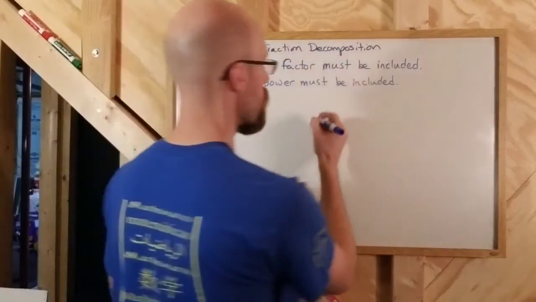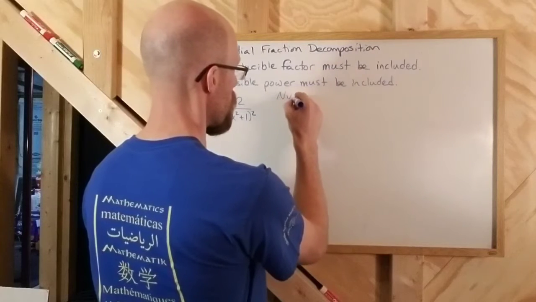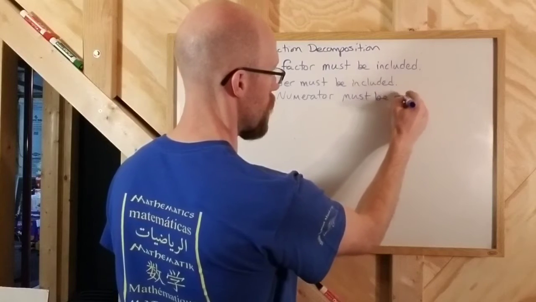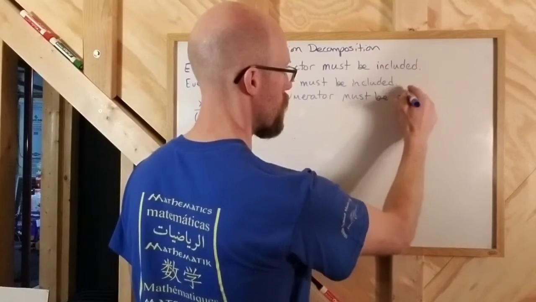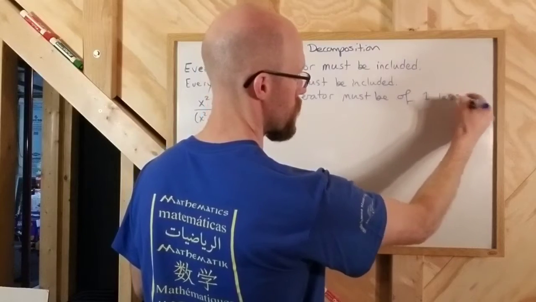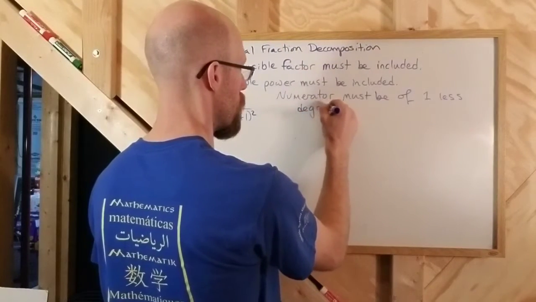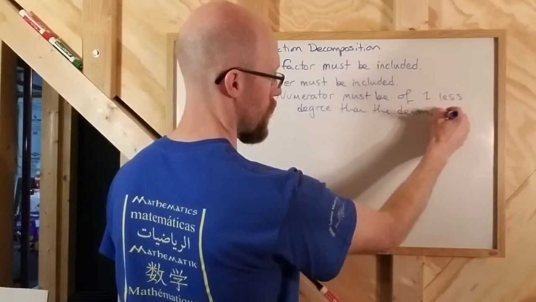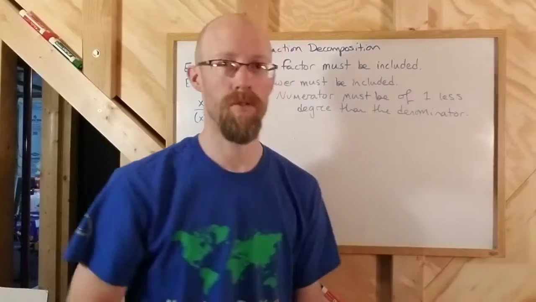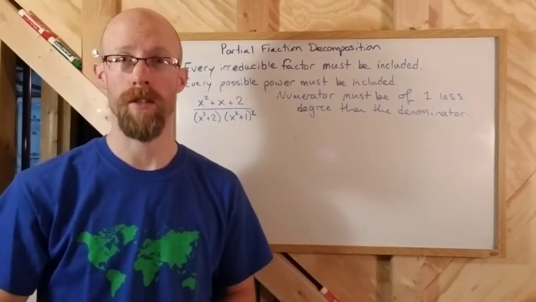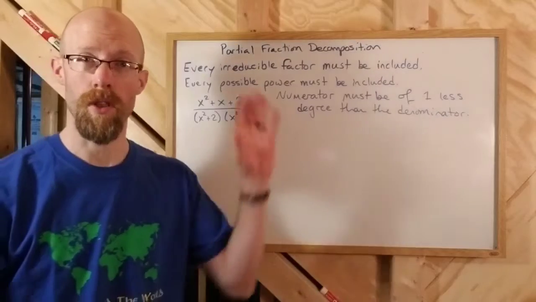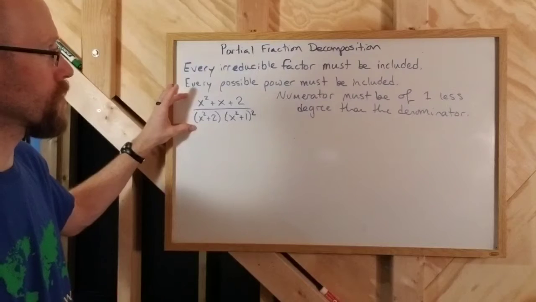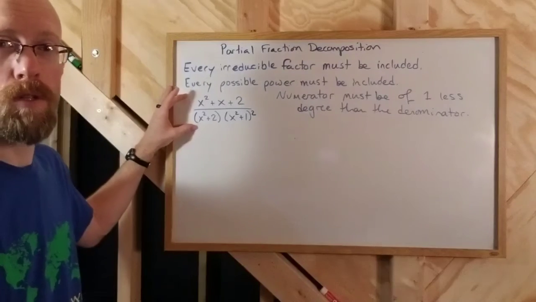So in fact, I'll mention this up here. The numerator must be of one less degree than the denominator. And that is, again, to make sure that the fraction is a proper fraction. So using those three rules, I'm going to try to decompose this into its partial fractions.